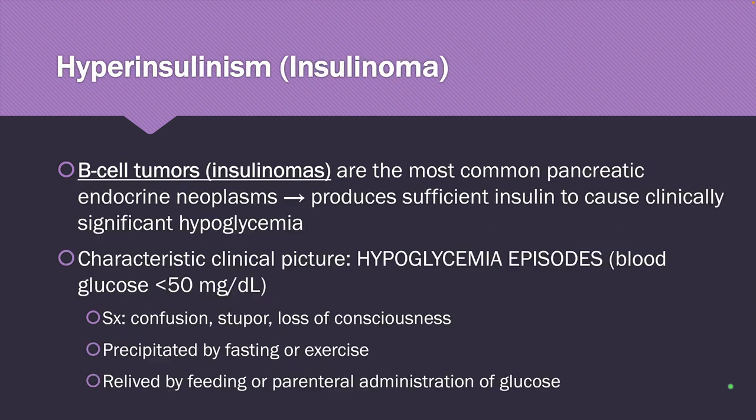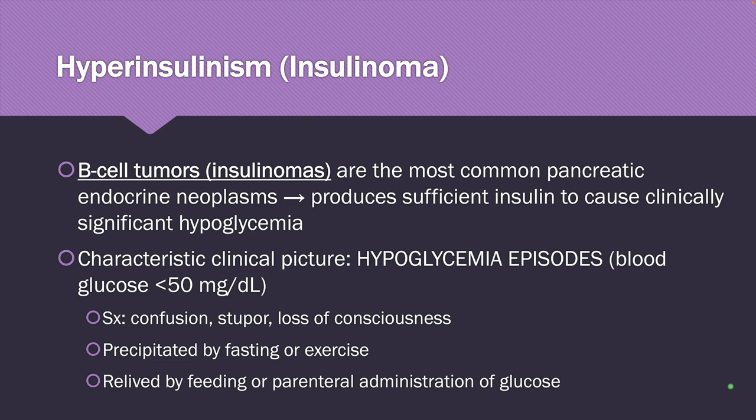So, your first tumor to be discussed is insulinoma causing hyperinsulinism. These are the most common pancreatic endocrine neoplasms, and the insulin produced can be sufficient enough to cause hypoglycemia. So, in your patients, what you would notice is that they will have episodes of hypoglycemia in which your blood glucose is less than 50 milligrams per deciliter. So, katulad ng sinabi ko kanina, same lang yung manifestations, pero it can go so bad as to cause confusion, stupor, and loss of consciousness.